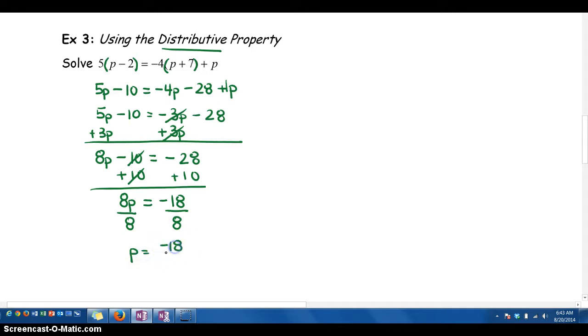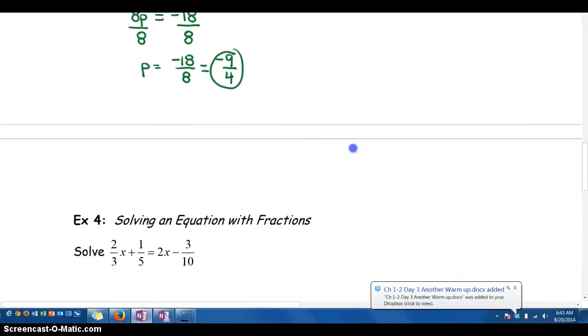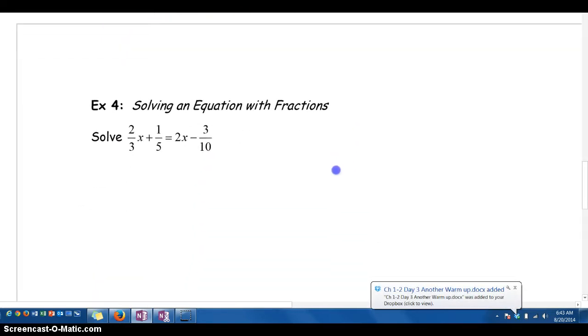negative 18 over 8. Now I'm noticing that we have a 2 in common, so I'm going to go ahead and simplify this to negative 9 divided by 4. If you divide top and bottom by 2, you do get this to be simplified a little bit more. Alright, great job. I think we have 2 more problems left, so you're doing awesome.